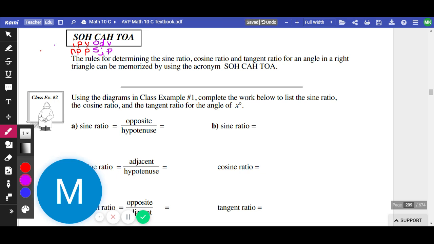The last one, TOA, would stand for tangent. So that would be tan equals opposite divided by adjacent. I'll show you another way to write out SOHCAHTOA. I'll always write it like this, and you'll see why. But some people do prefer to write it like this.